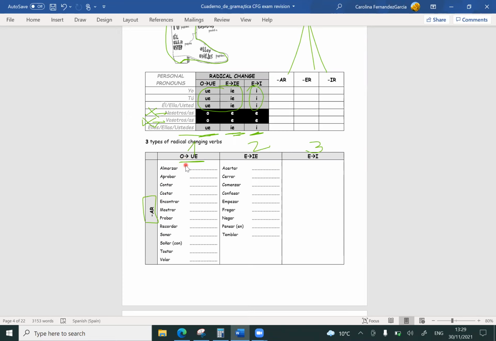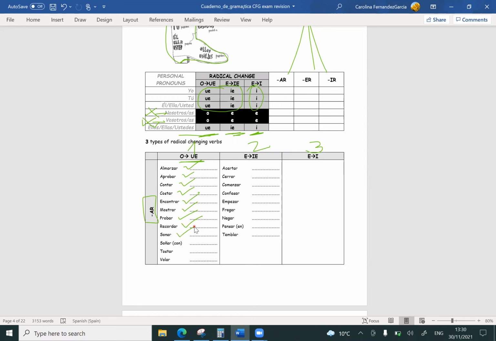So when I'm saying the verb, I'm going to give you the first person singular, the yo form, with the verb conjugated. Almorzar, almuerzo, I have lunch. Aprobar, apruebo, I pass an exam. Contar, cuento, I count. Costar, cuesta, it costs, to cost money. Encontrar, encuentro, to find. Mostrar, muestro, to show. Probar, pruebo, to taste. Recordar, recuerdo, to remember.